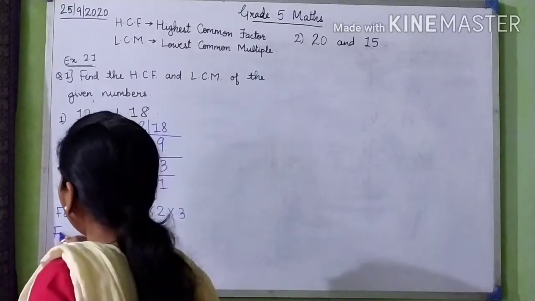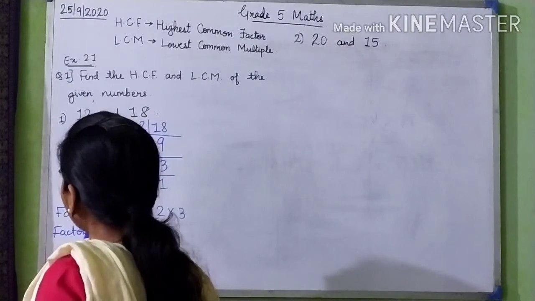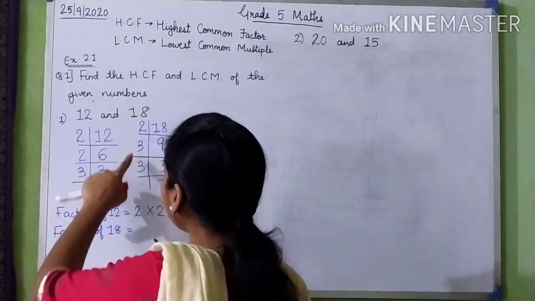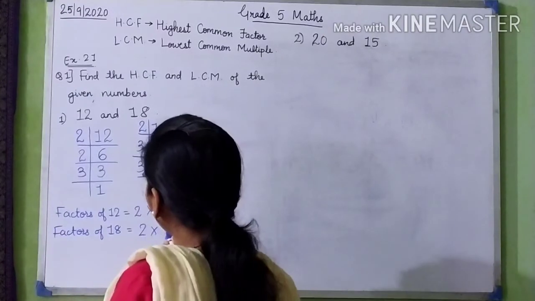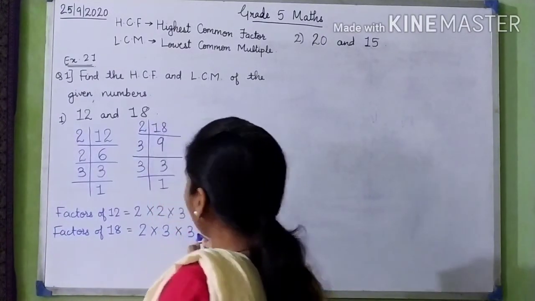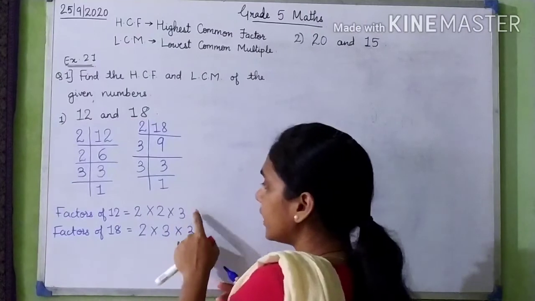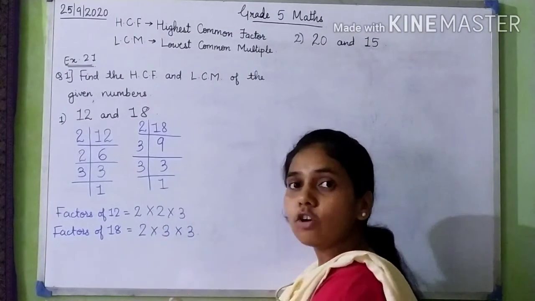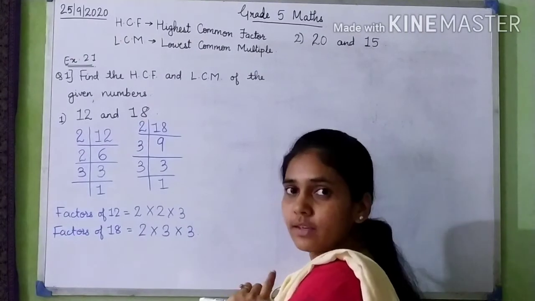So the factors of 18 are 2, 3 and 3. So 2 into 3 into 3. Now these are the factors of 12, and these are the factors of 18. We have to find the common factors from both the given factors.